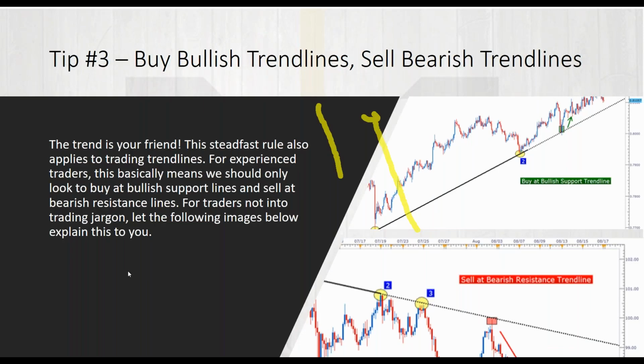Three, and the most important, is you want to buy into bullish trend lines and sell into bearish trend lines. The trend is your friend. The steadfast rule always applies to trading trend lines. For experienced traders, this basically means we should only look to buy at bullish support lines and sell at bearish resistance lines. For traders not into trading jargon, just follow the image below. When the markets are moving up, you want to buy. When the markets are moving down, you want to sell.